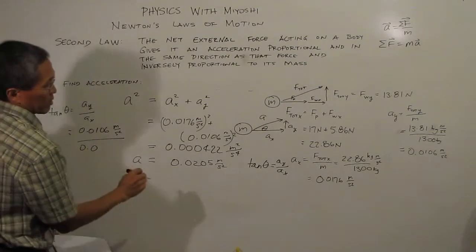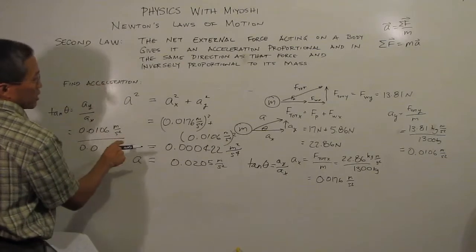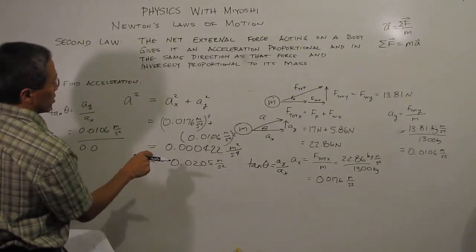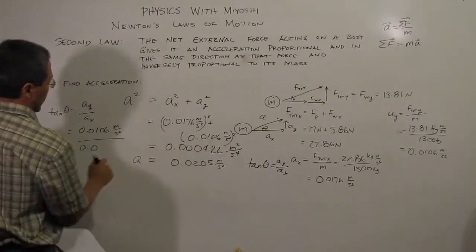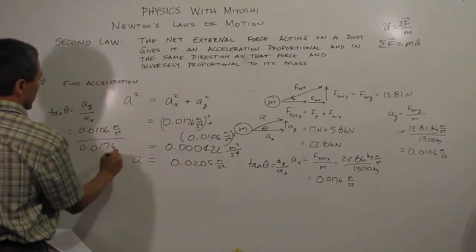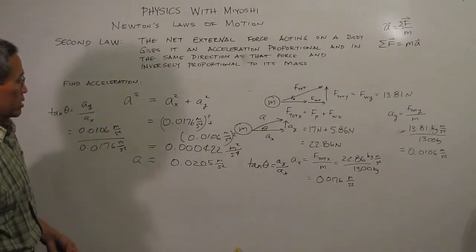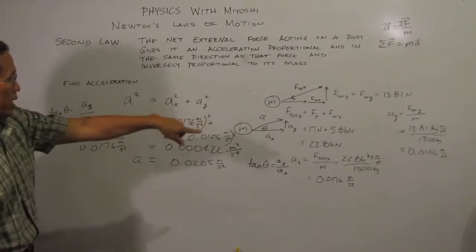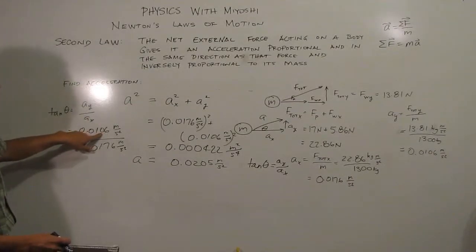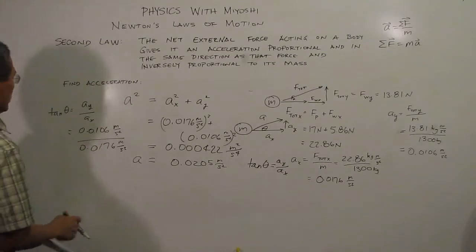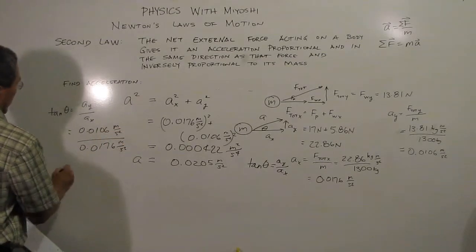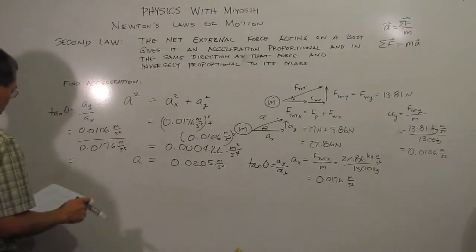Oopsie, did I do that wrong? Sorry, that's wrong. Oh no, that's right. 176 meter per second squared. Is that right? That's my x, that's my y, that's my y, that's my x. And then my meter per second squared gets taken away there.